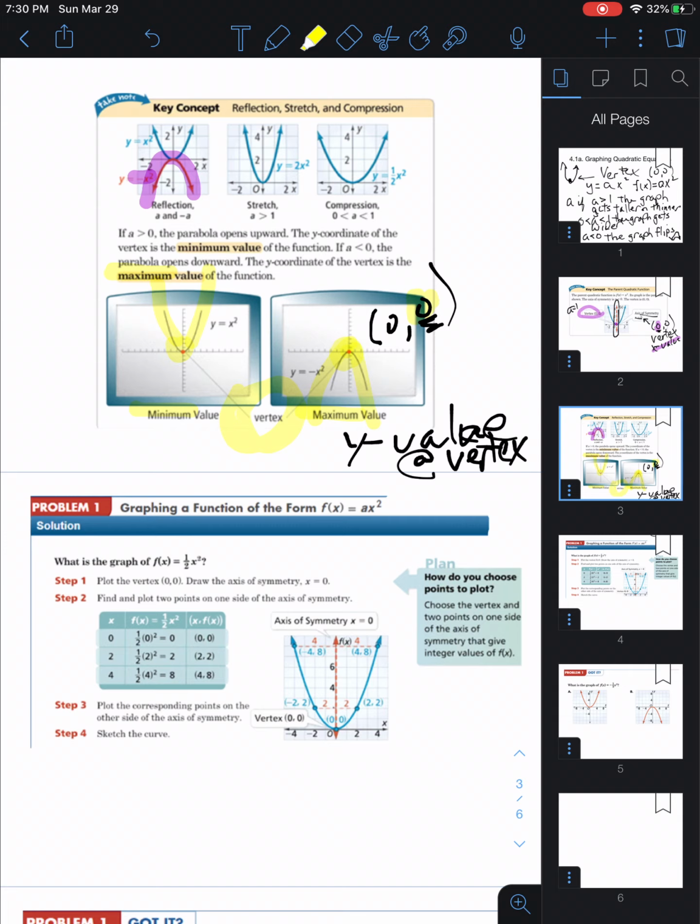There will be no maximum on a quadratic where the parabola is pointing upward, like this one here. And there would be no minimum on this graph, which has a maximum value of 0. All right.